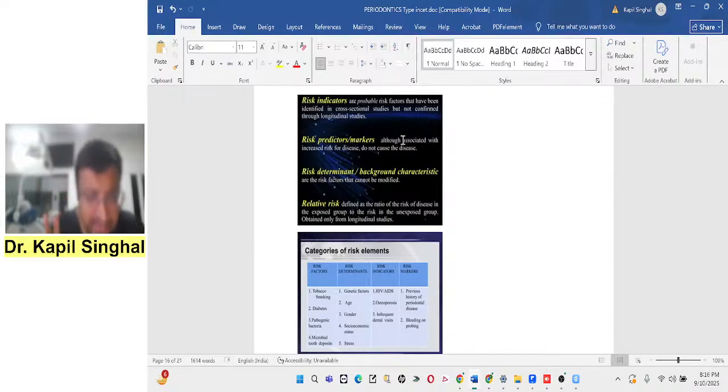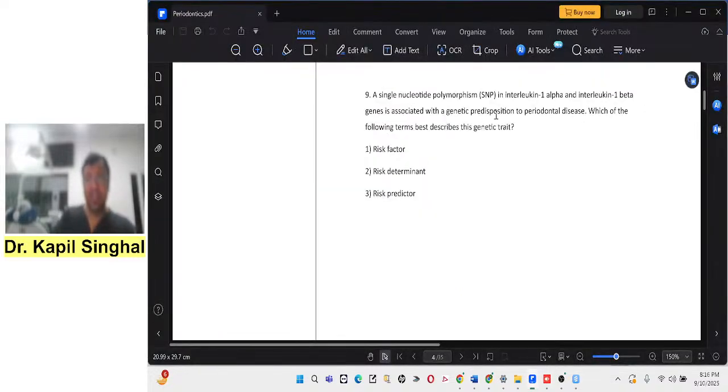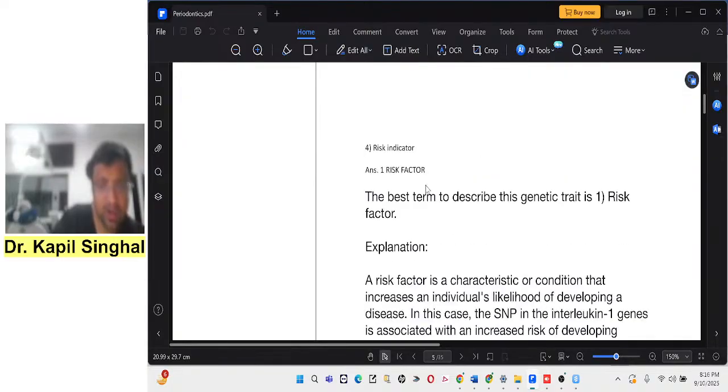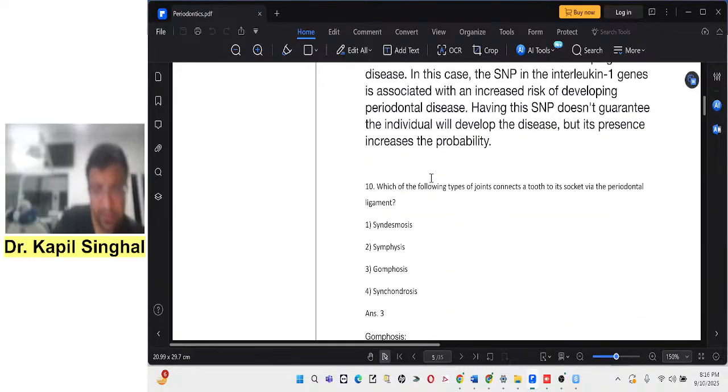Please remember the examples: HIV, osteoporosis and infrequent dental visits. And last, risk markers. So right now, in the question we have, it's a genetic trait. A genetic trait cannot be modified, so the answer here would be risk determinant. The question is given in a very complicated way, but the main thing we have to see is that this is a genetic trait. So the answer here would be risk determinant. It's not risk factor. Please remember, it is risk determinant.